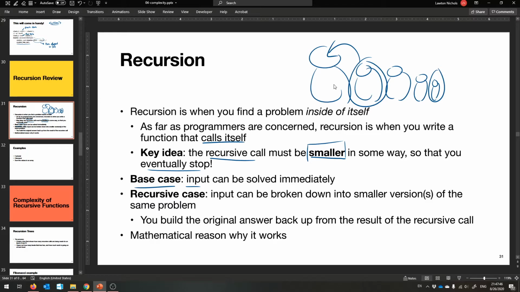Okay? And then the recursive case is, of course, what makes it recursion. It's when you can break down the input, you can find a smaller version of the same problem inside of itself, and you can call the function recursively, and what that'll do is eventually it'll hit the base case and then build itself back up from the result of that recursive call that was on something smaller.